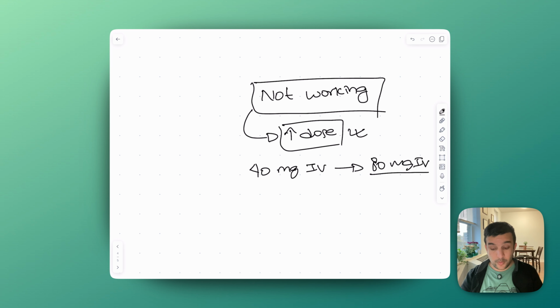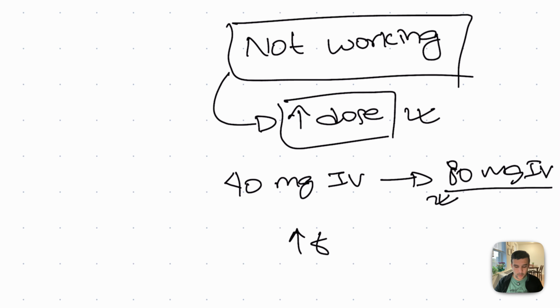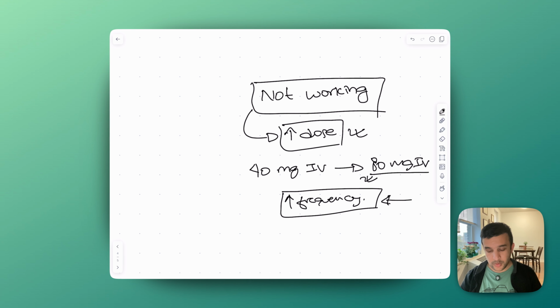So once you get the right dose, if you still want a faster diuresis, right? Only then does increasing frequency make sense, but you'd have to be reasonable about it. So that is how you think about Lasix in the wards.